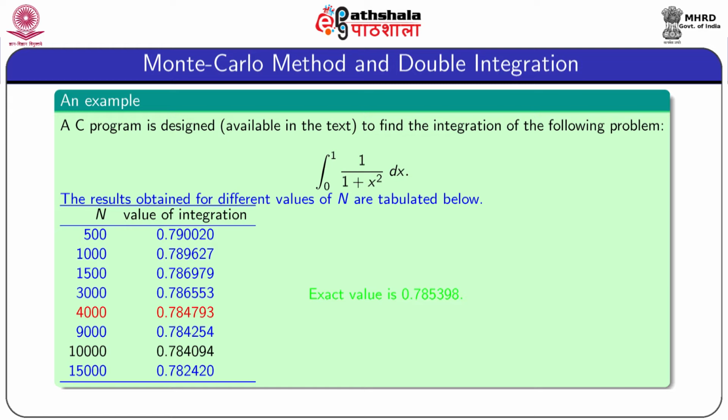which is far away from the exact value. When n equal to 1000, then the value is 0.789626, which is closer to the exact value than the previous one. When n equal to 1500, then the value is 0.786979, and it is closer to the exact value than the previous two values. And when n equal to 4000, then the value is 0.784793. This is the closest value among the values mentioned in the table. So, this sample size, that means n equal to 4000, gives the best answer among all the other tabulated values.